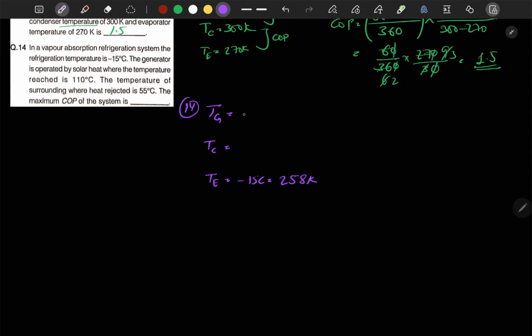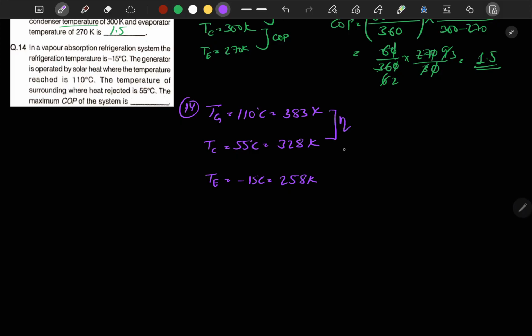Okay, if we want to calculate TC, then the generator is operated by a high temperature. It is given that the generator temperature is 110 degrees Celsius, which is equal to 383 Kelvin. Now the temperature of the surroundings where heat is rejected is 55 degrees Celsius, so the condenser temperature considered is 55 degrees Celsius, which is 328 Kelvin. Okay, 273 plus 55 is 328. Correct.